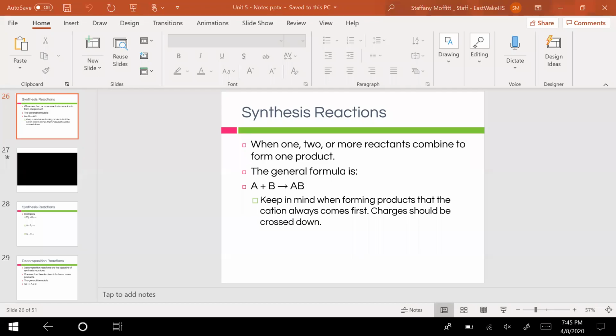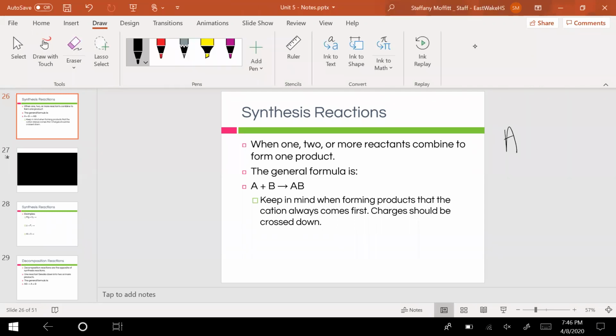Synthesis reactions are going to come from the combination of two or more reactants. We're generally going to be looking at just two different reactants combining. So the general formula is going to be A plus B yields AB. And when we do that, we have to be very careful. The A charge and that B charge must crisscross to form the bond. So keep in mind that these charges should be crossed down to get that bond.